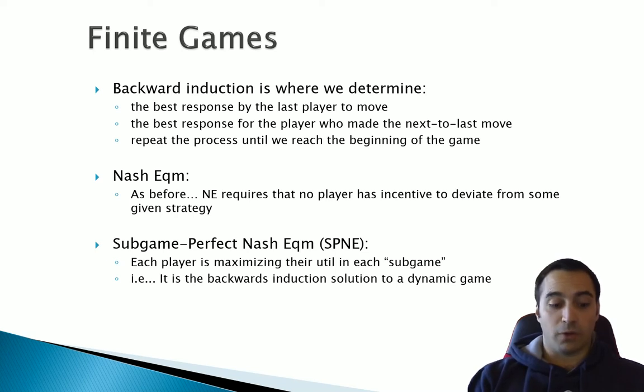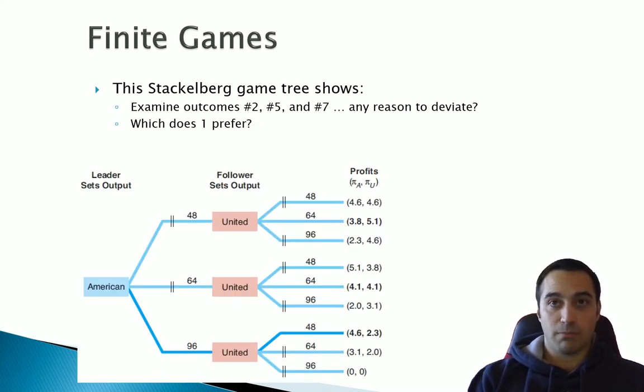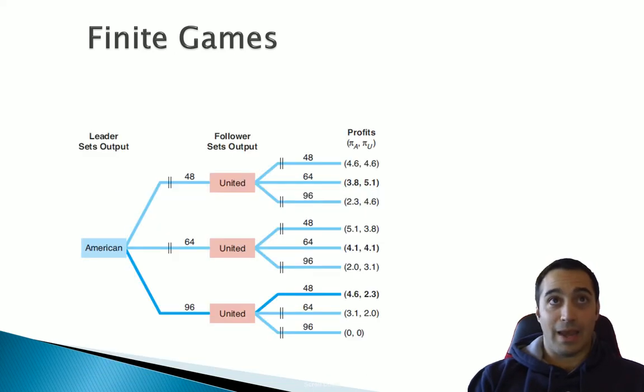So when you're solving these games, observe the tree. First thing, find the SPNE, the subgame perfect Nash equilibrium. You get that through backwards induction. And then see if there's any other Nash equilibriums. And we'll get into that next.